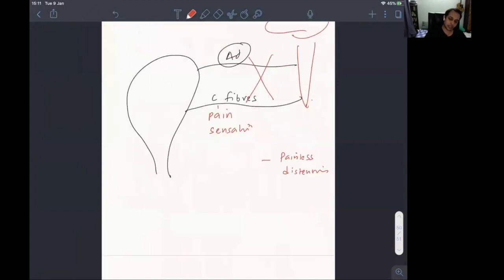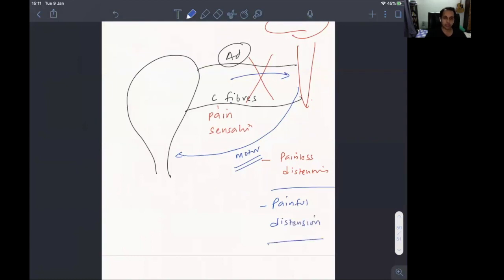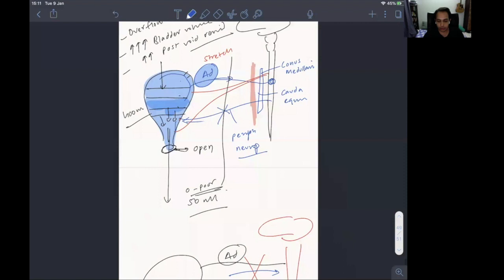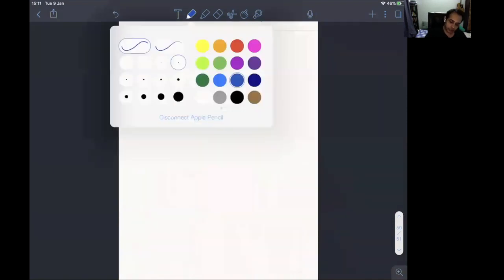But suppose it is your outflow, that is your motor part of the reflex arc that is affected, then you are feeling the stretch, you are feeling the pain, but you're unable to void, that is painful distension. So those are the two types of distension that can happen. Okay, so now coming to what are the possible etiologies.